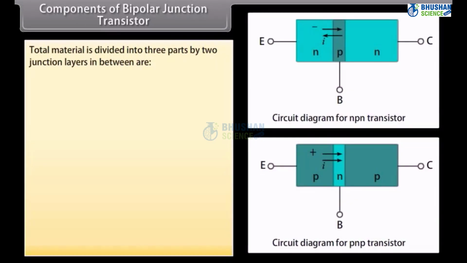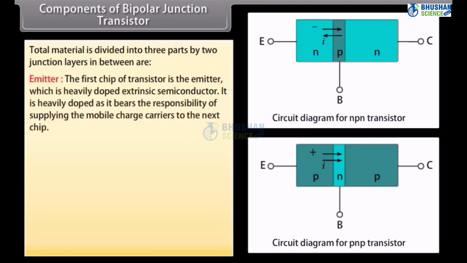Components of bipolar junction transistor. Total material is divided into three parts by two junction layers. In between are Emitter. The first chip of transistor is the emitter, which is heavily doped extrinsic semiconductor. It is heavily doped as it bears the responsibility of supplying the mobile charge carriers to the next chip.